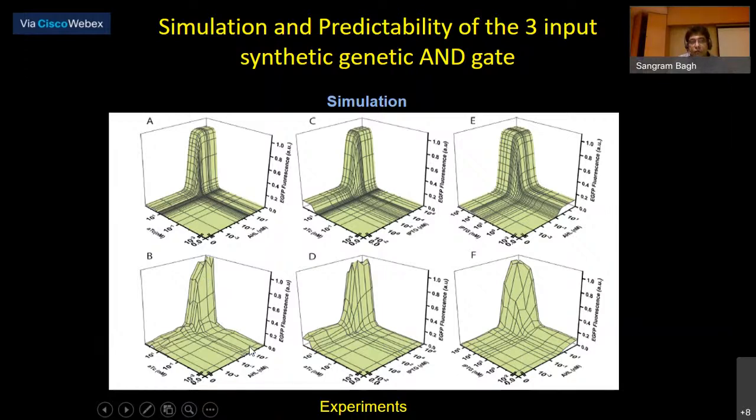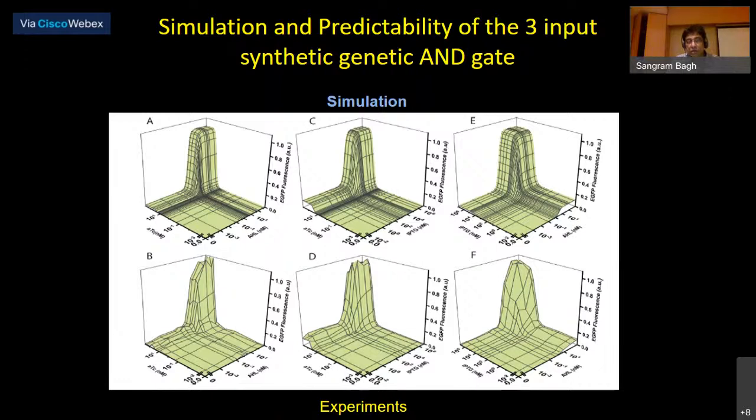If you look at the simulation and the experiment, all these bottom panels are experiments and the top panels are the simulation. You can see there is a very good topological match, which tells you that the gene circuit you developed is predictable, because you predicted it by simulation and can now validate it. The predictive simulation and the experiment match. So this is a predictive model of a simple circuit.